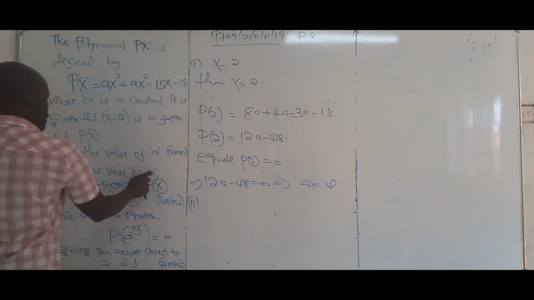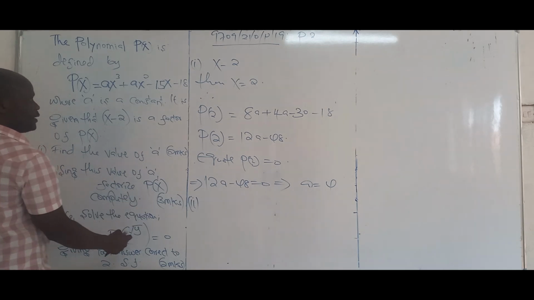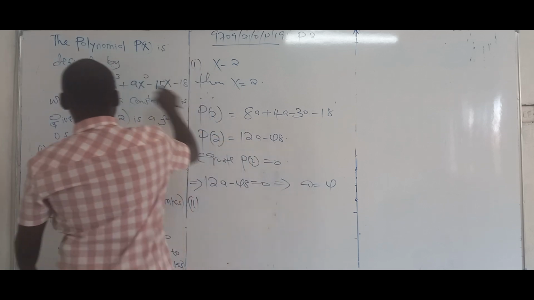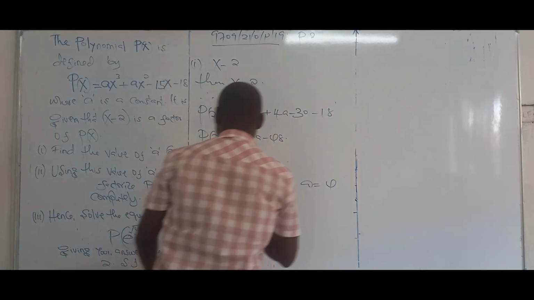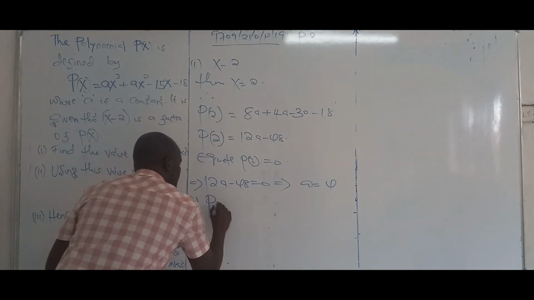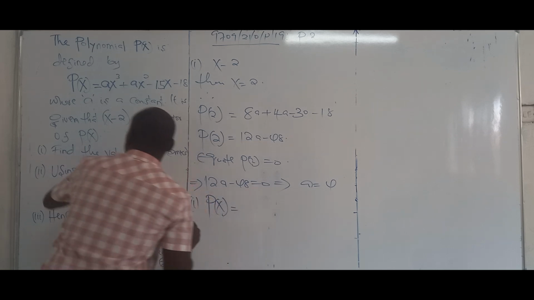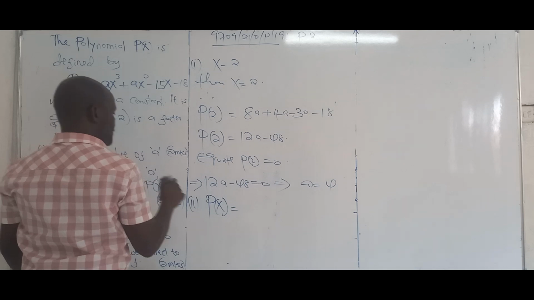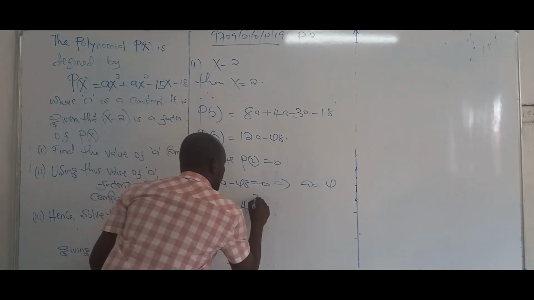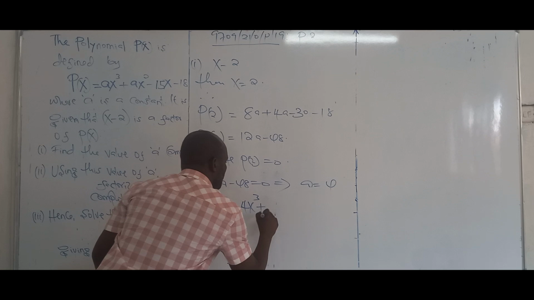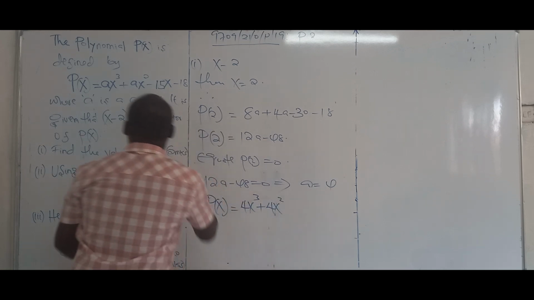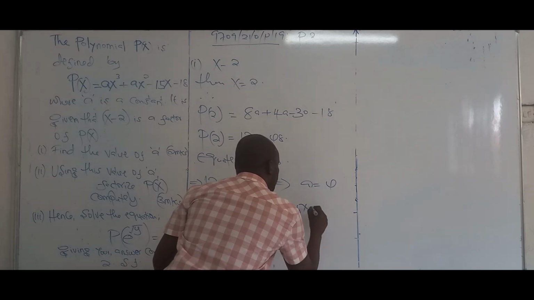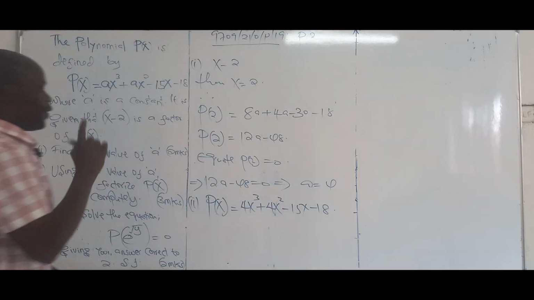Part 2. Using this value of a, factorize p(x) completely. So I already have a to be 4, so I will substitute that a here. My p(x) will then look like this: 4x³ + 4x² - 15x - 18. Now that's our p(x).